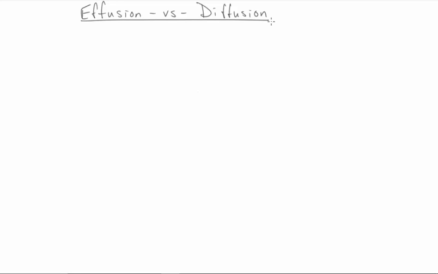Okay, so first off, before we even get into what diffusion and effusion are, we need to define what molecular speed is for our gases. To do this, we're going to take a look at Maxwell's equation. It looks kind of complicated, but really all it does is describe how fast a gas particle is moving.